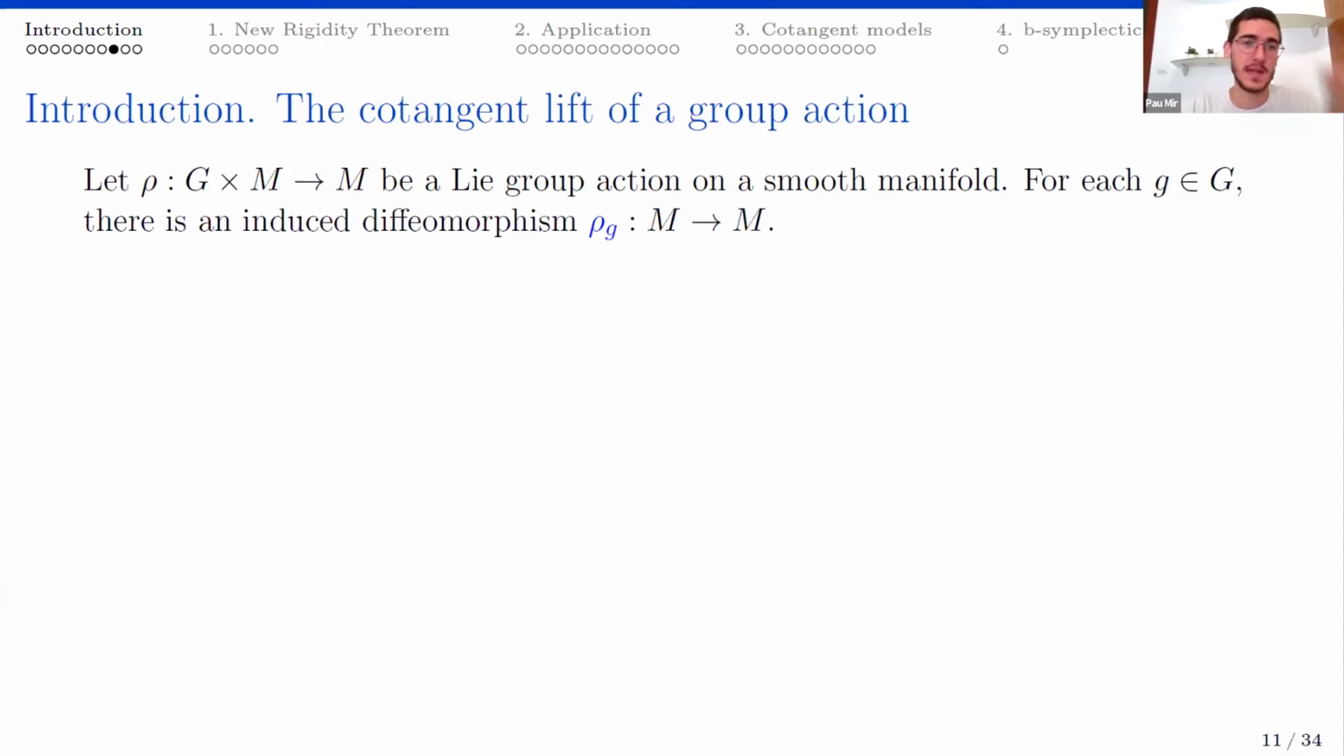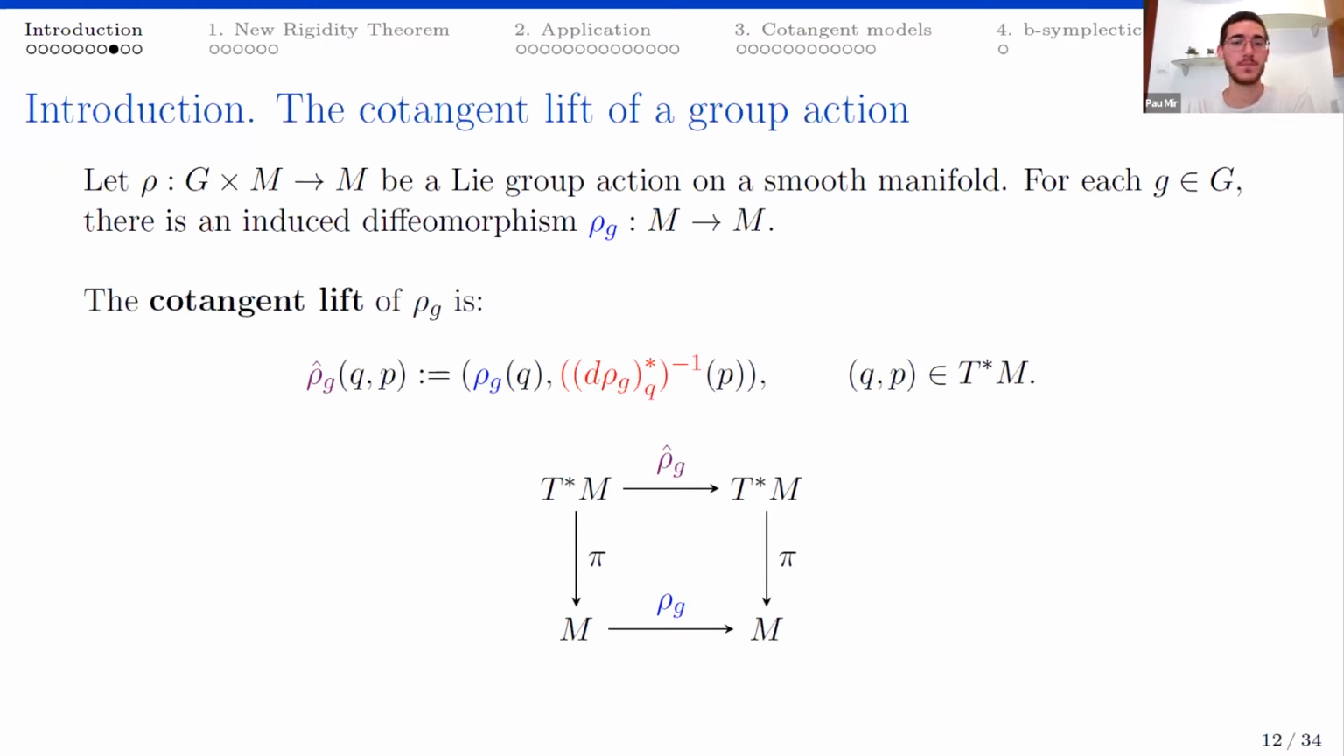Now, for each element of the group G, there is a natural induced diffeomorphism, which is taking the rho acting by the element G of the group. And then you can construct the cotangent lift of this rho sub G, which we will call, during all the presentation, hat rho sub G. So whenever you see a hat rho, it means the cotangent lift of the action. The cotangent lift is defined in the following way.